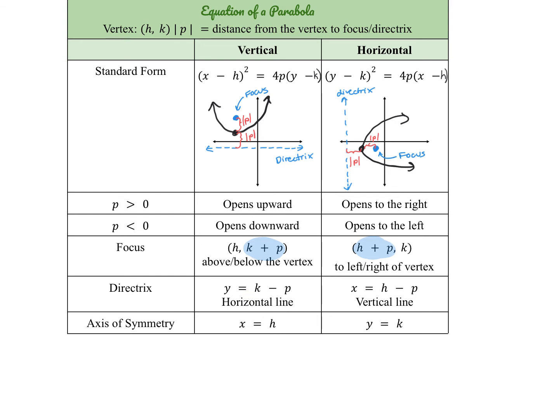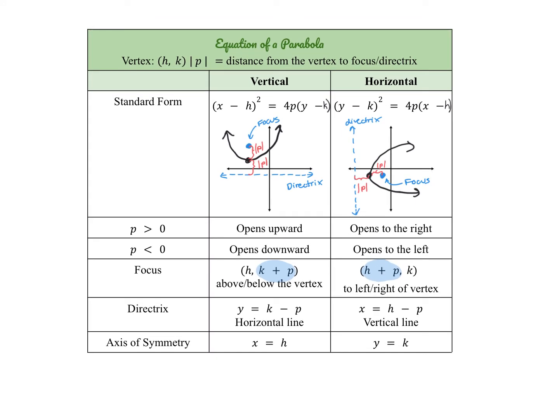And then the directrix for a vertical parabola will always be a horizontal line, and it's either going to be above or below where your vertex is. So that's why it's going to be, again, plus or minus from k. And here it is a horizontal line, so remember it's y equals. And then for your horizontal parabola, it's a vertical line, which is why it's x equals. And again, it's going to be to the left or right. So that's why we add or subtract it from h. And then the axis of symmetry for this is a vertical line, and our axis of symmetry here is a horizontal line, and it always goes through your vertex.